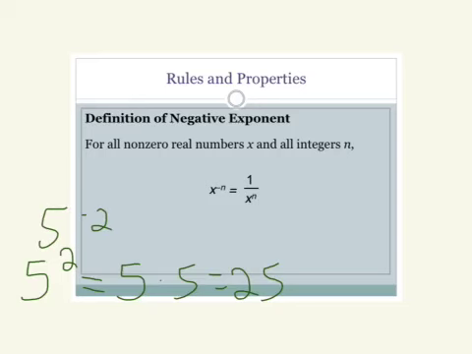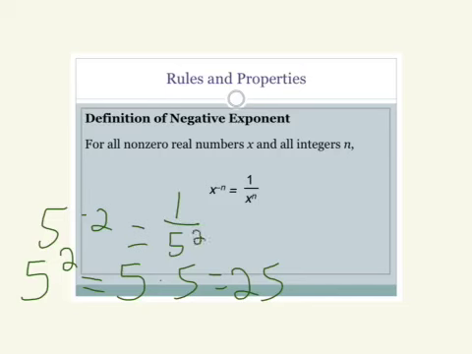Well, that confuses students because they're like, wait a minute, how can you take 5 and multiply it a negative 2 times? Well, that's where the definition of a negative exponent comes in. The definition of a negative exponent is that x to the negative n equals 1 over x to the n. So if we apply that definition to 5 to the negative second power, we can get rid of a negative exponent simply by moving it into the denominator.